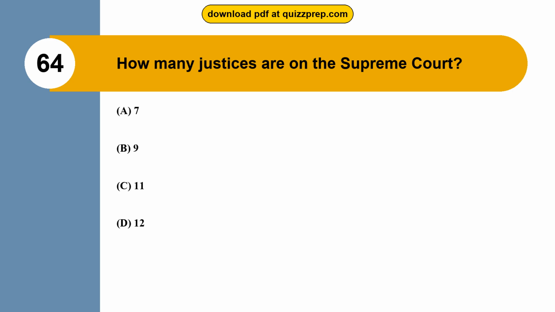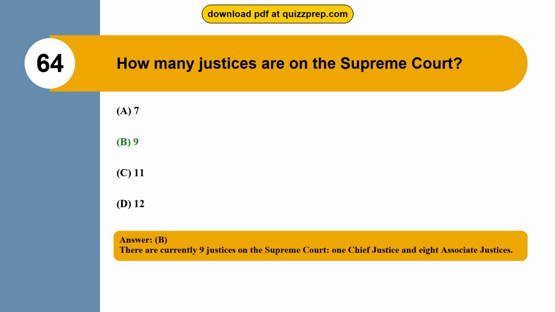9. Option C. 11. Option D. 12. The correct answer is option B, 9. There are currently 9 justices on the Supreme Court, 1 Chief Justice and 8 Associate Justices.